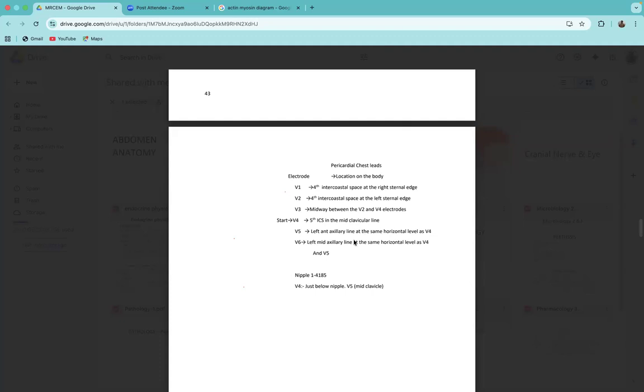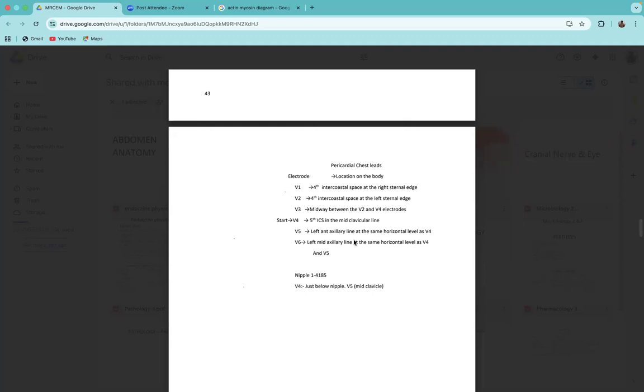V1 we will place in the fourth intercostal space at the right sternal edge. In the fourth intercostal space at the left sternal edge, we'll place V2. So in the fourth intercostal space, immediately on the right and left side of the sternum, we place V1 on the right sternal edge and V2 on the left sternal edge.